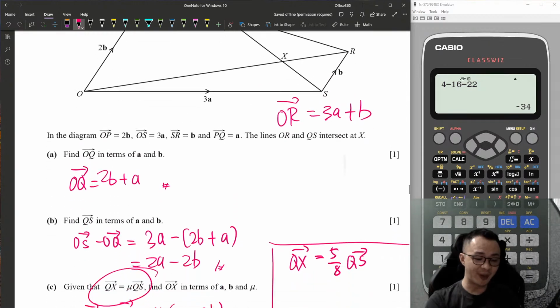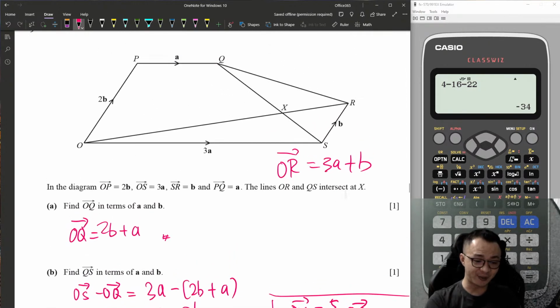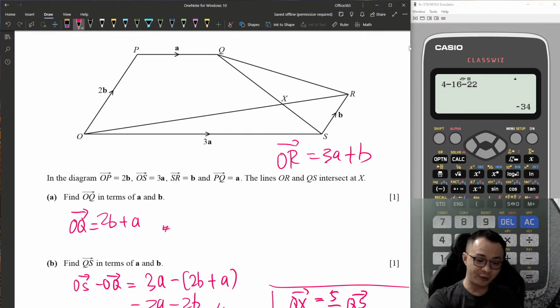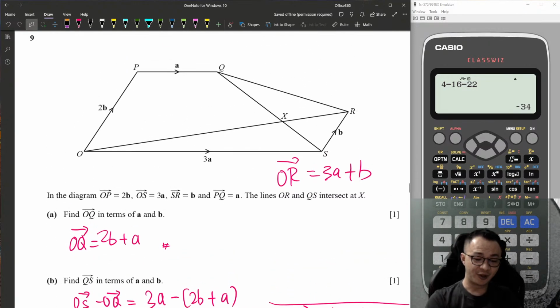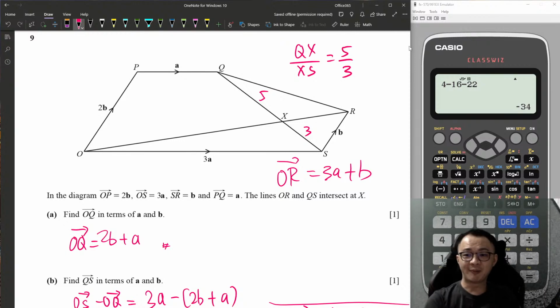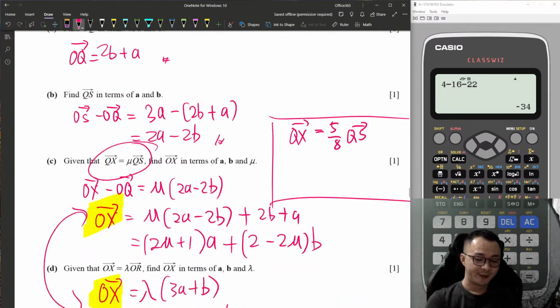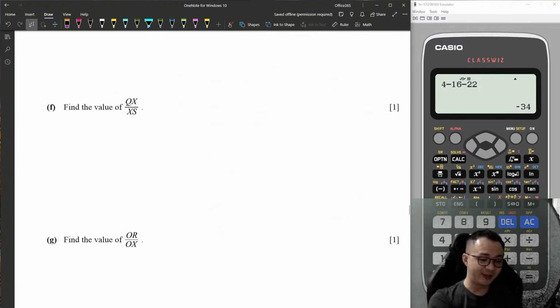So if you refer back, QX, where's my Q? QX is 5, QS is 8. So this is 5 and 3, isn't it? So therefore, QX over XS is 5 over 3. Yep, this is how we get it, because just now they say Q to S is 8, right? So just use 8 minus 5, you can get the 3. This is how I get a 3 there. Alright, then done this one.